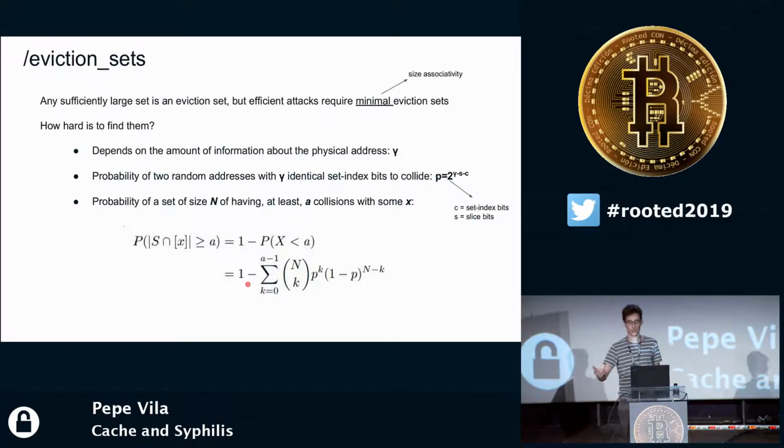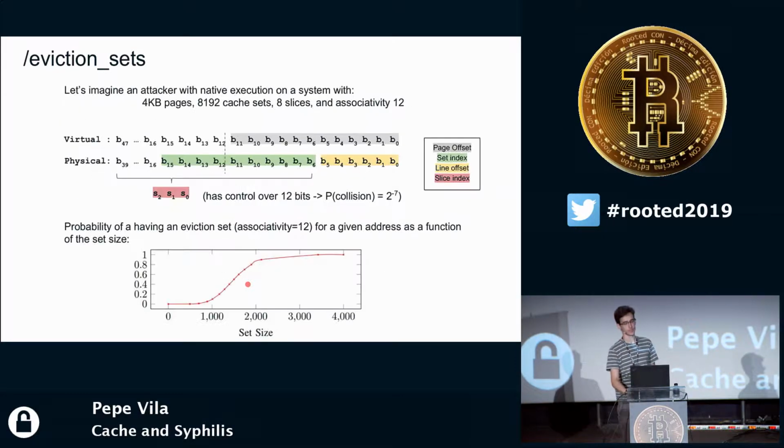How can we find the minimum size of eviction sets? How can we get this minimum? This will depend on the amount of information we have on the physical address. We're going to see it with an example. The formula is simply to try to give an idea.